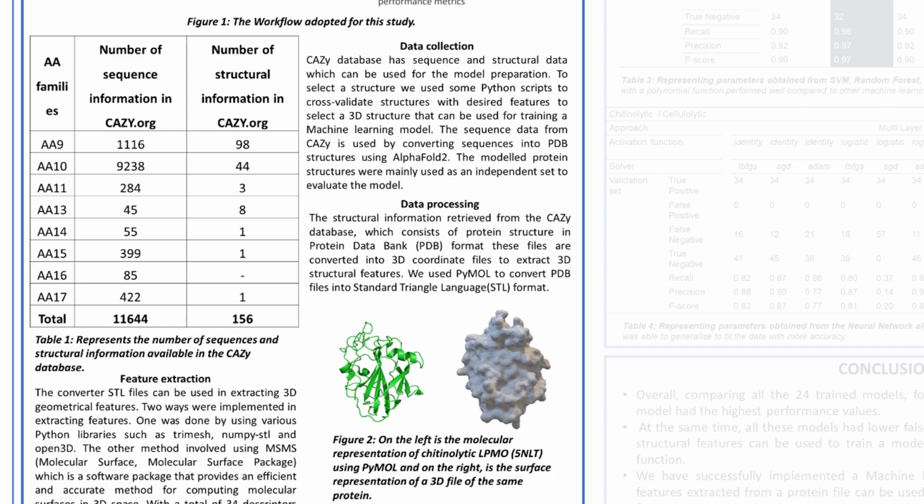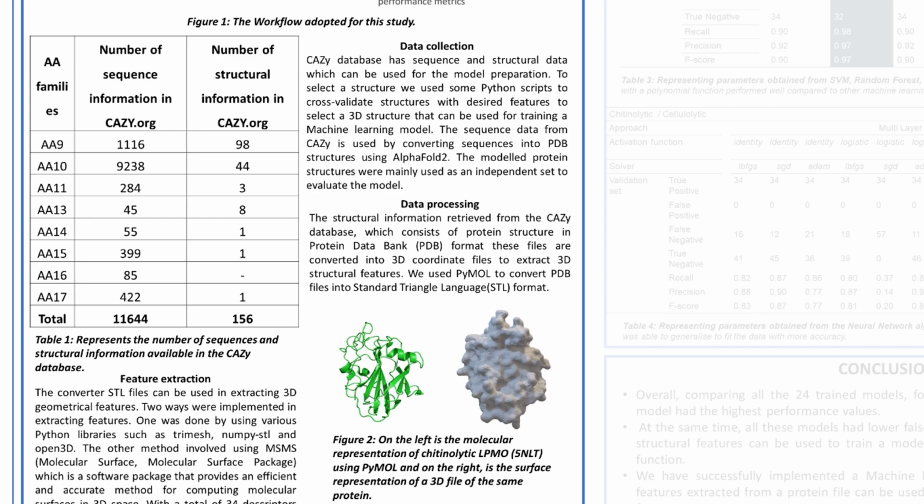Coming to the data collection part, we used the Carbohydrate-Active enzymes database, CAZy, to retrieve LPMO sequence information and structural information. We used in-house developed Python scripts to cross-validate between the information present in CAZy and GenBank to come up with the structures with desired features to train a machine learning model. The sequence information we found in CAZy was converted into 3D structural files using AlphaFold 2. The statistical data for each auxiliary activity family found in CAZy are represented in Table 1.